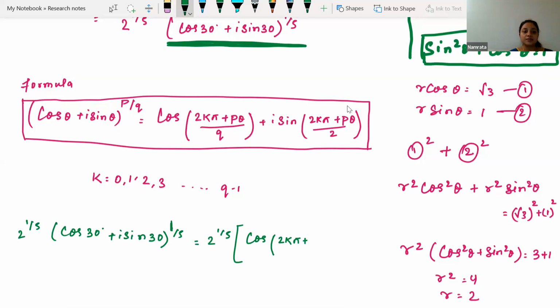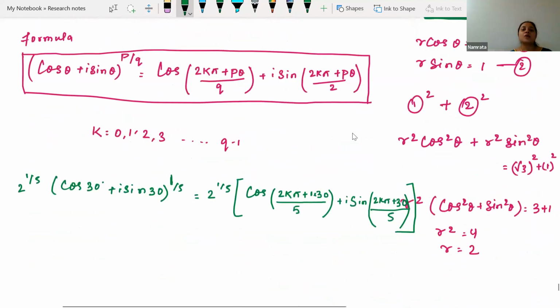Can you see the numerator? 1 by 5 is there, p by q. So p is 1. Yes, ma'am. P is 1 into theta value, 30 degree, divided by q, which is 5. Is it clear so far? Yes, ma'am. Plus i sine, again 2k pi plus p theta. So same thing, 2k pi plus 1 into 30 is only 30, divided by 5. This is the whole expression we got according to De Moivre's formula.